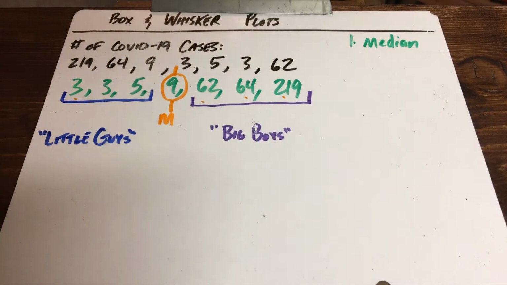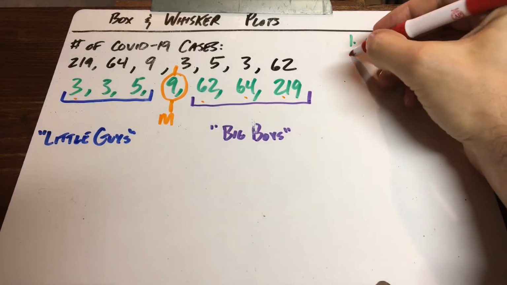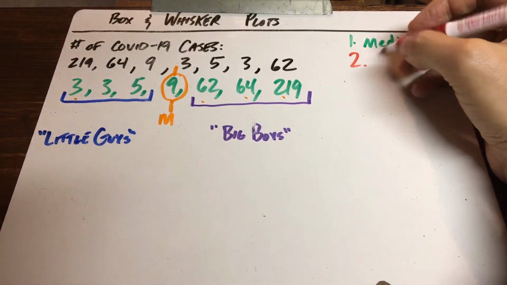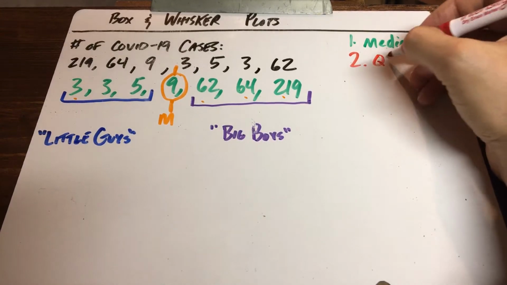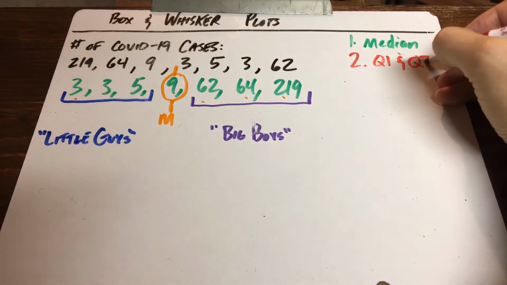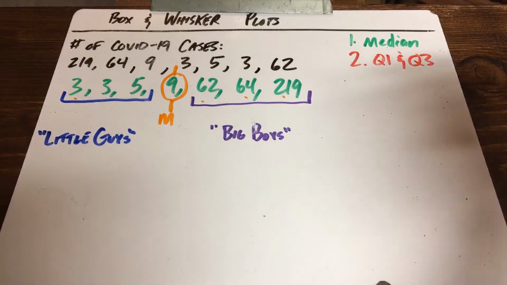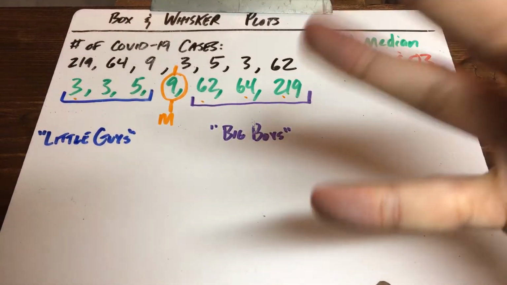And now we find the quartiles, right? What are the quartiles? Quartile 1 and quartile 3? They're just the median of each one of these lists, right? So basically you're just finding the median 3 times.